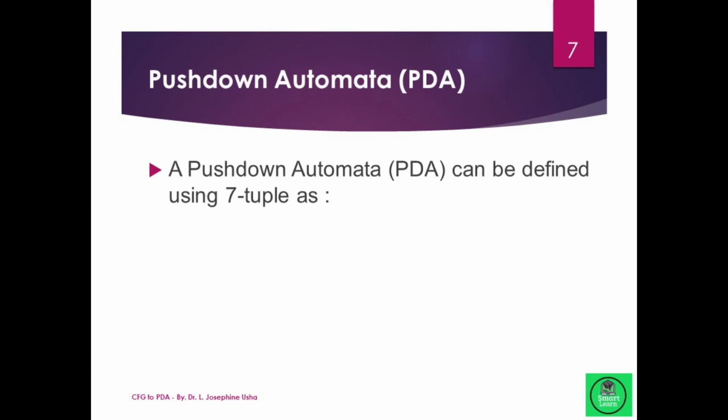So next we see how we can define the pushdown automata. The pushdown automata can be defined using 7 tuples. For example, consider we have the pushdown automata P, and it can be defined using 7 entities: Q, sigma, gamma, delta, Q0, Z0, and F, where Q is a finite set of states, sigma is a finite set of input symbols, gamma is a finite set of stack symbols, delta is the transition function, Q0 is the initial state, Z0 is the initial stack content, and F is a set of final states.